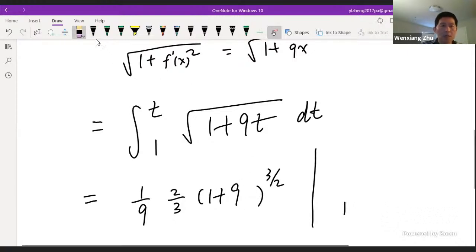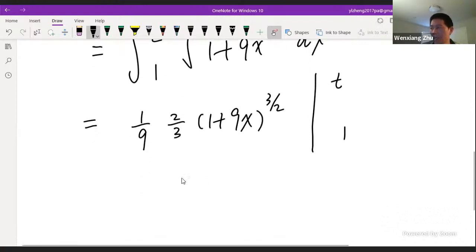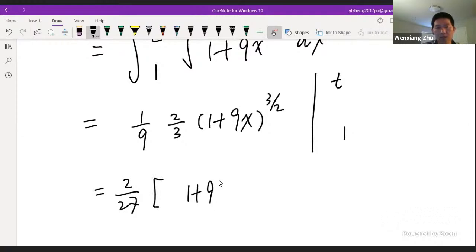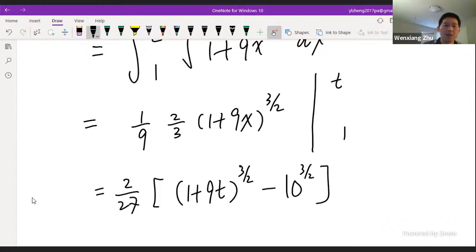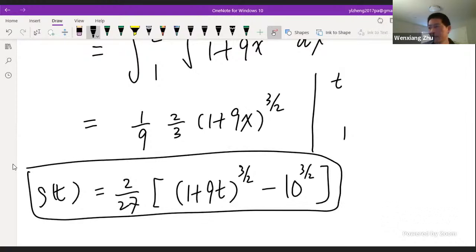This is x. Somehow this is wrong. This is x, this is x. You plug in 1, the t. You end up with this as 2 over 27 times 1 plus 9t to the 3/2 power, minus 10 to the 3/2 power. This is your arc length function. It depends on what t is, okay?